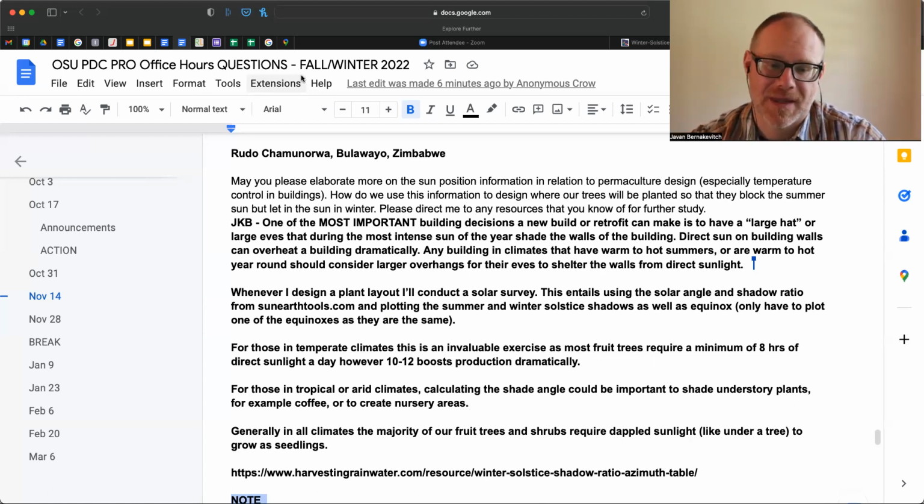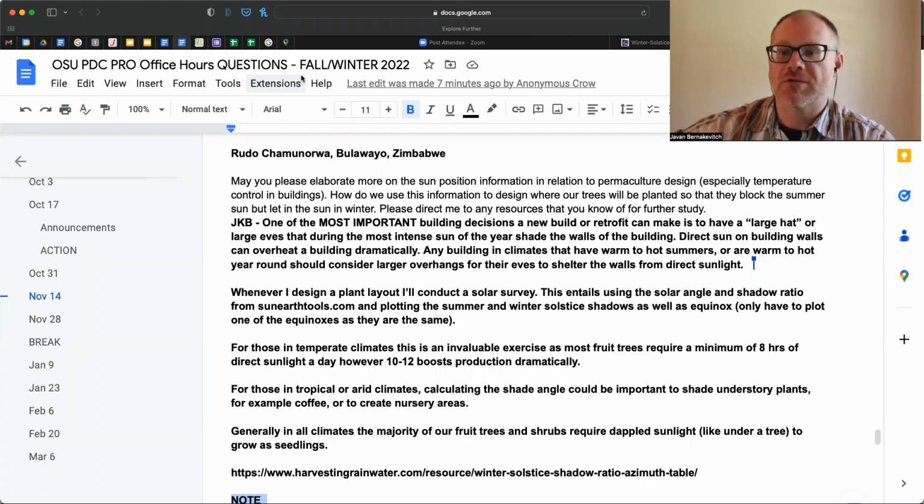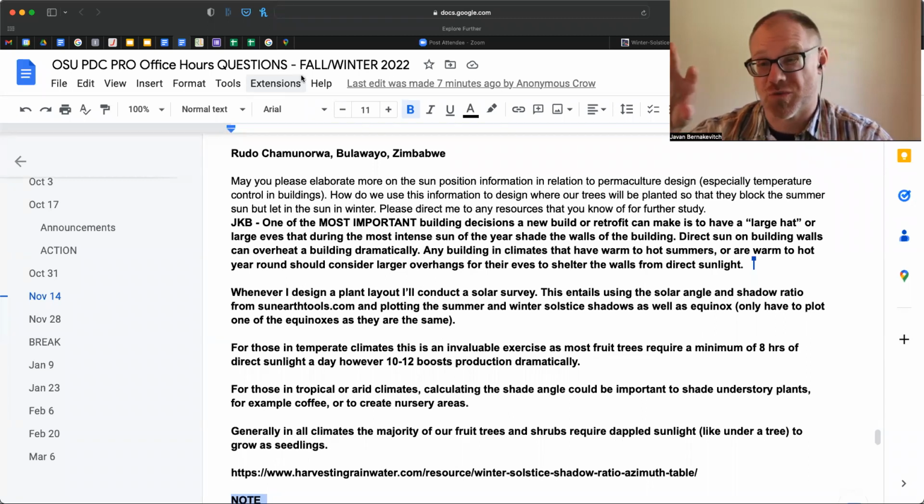And there could be a whole mini course, I think, within the PDC about this. This is the one thing about having instructors like myself and the other instructors in this class, because we use permaculture as a tool in our toolbox. But generally, as I classify myself as a regenerative land designer, permaculture is just one tool. And I never learned about solar analysis in permaculture.